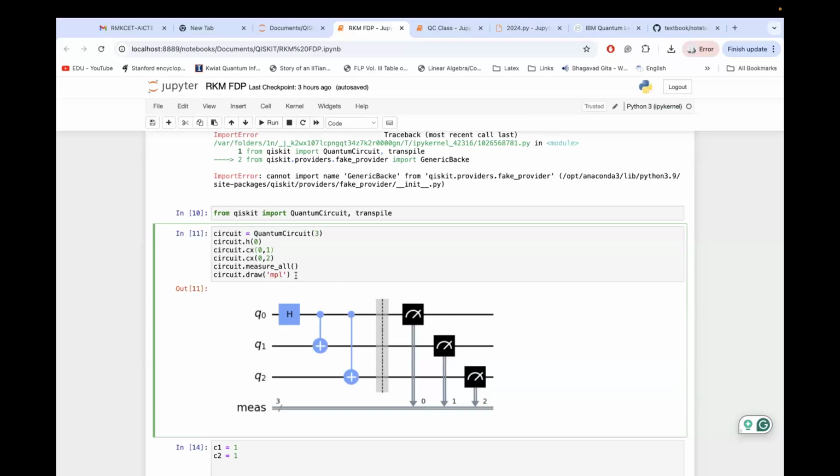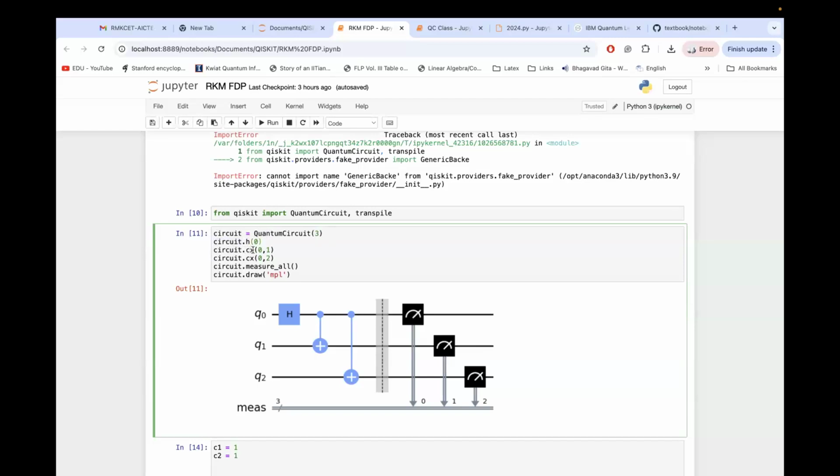So suppose I want to use that one. What I'm going to do is create a circuit with 3 qubits, quantum circuit 3, and then store it in the name circuit. If I have to apply some operator here, circuit is the name of the quantum circuit. Circuit dot h of 0. H means Hadamard operator. H of 0, 0 means it is going to operate on 0th qubit.